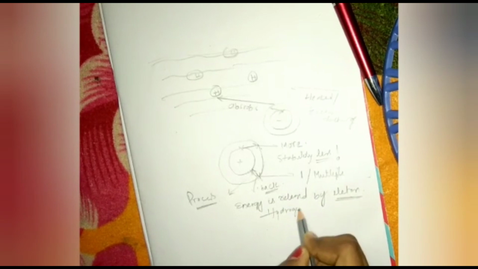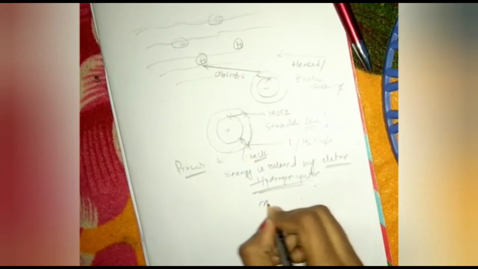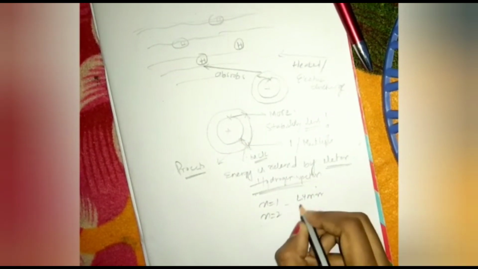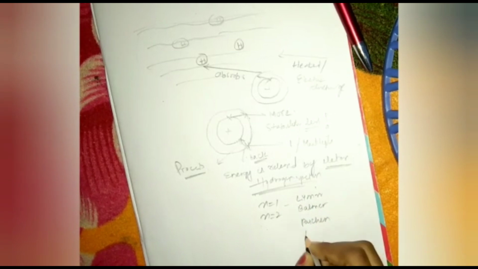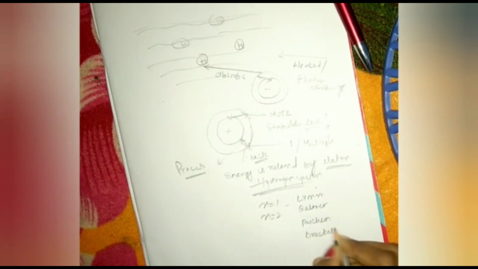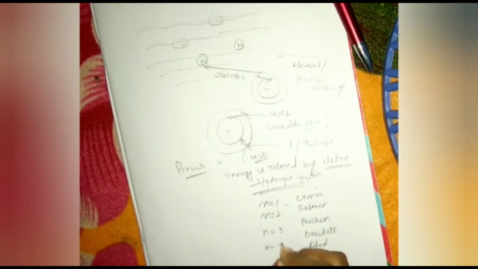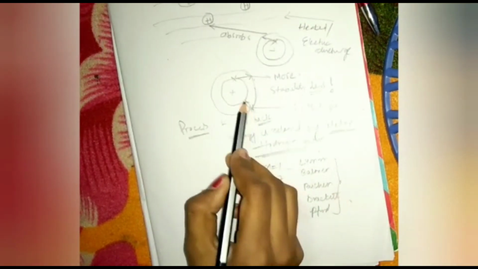So when an electron is released, it appears as a line in the hydrogen spectrum. When an electron jumps from any higher level orbit to the n equal to 1, 2, 3, 4, 5 shells, we have the series. When the electron jumps from any higher orbital to the n equal to 1 shell, that is called the Lyman series, and then the Balmer series, Paschen series, Brackett series, and Pfund series respectively.